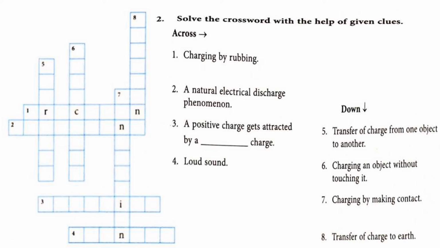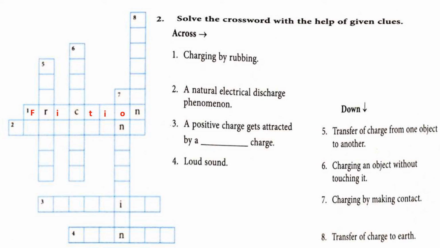The first one, charging by rubbing. We have three types of charging, you know already. Charging by friction, charging by contact or conduction, charging by induction. So charging by rubbing, we can call it friction. Here they have already given the second letter R, the fourth letter C and the last letter N. So if you fill these in, it becomes friction.